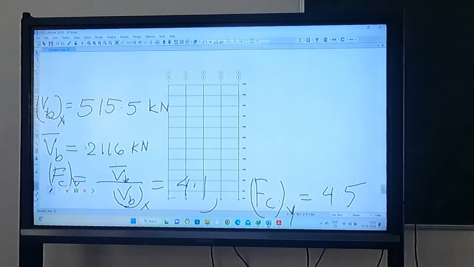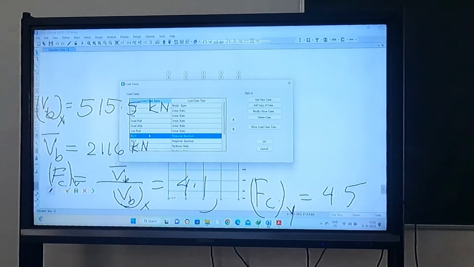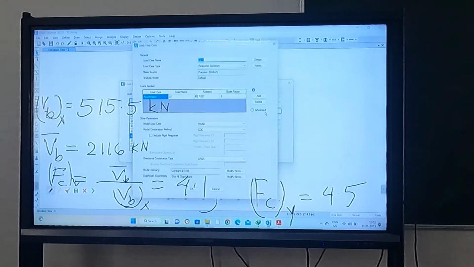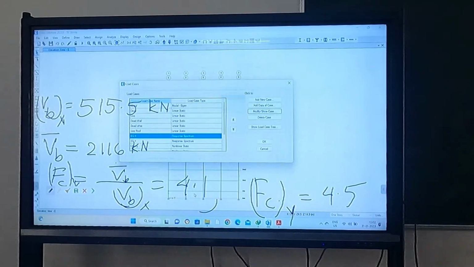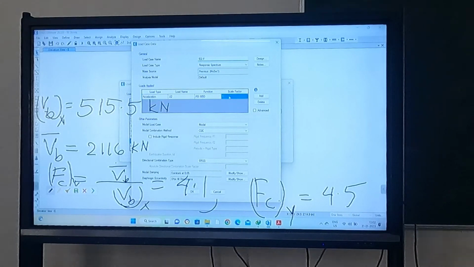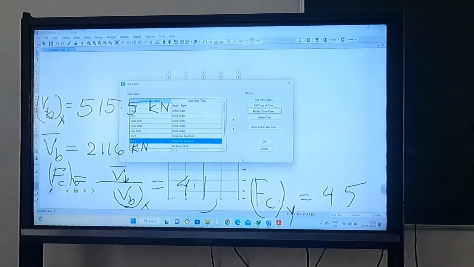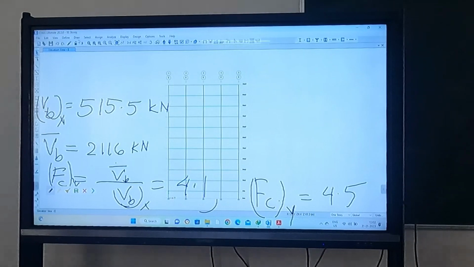Define load case, EQX, modify. See this scale factor, it was 1. Now we have to increase it by 4.1. Okay, so if you increase this one, this output will be same as that what you are getting by the formula. Okay, so this will be 4.1, and similarly for y it will be 4.5. Now let us see what is the result we are getting.